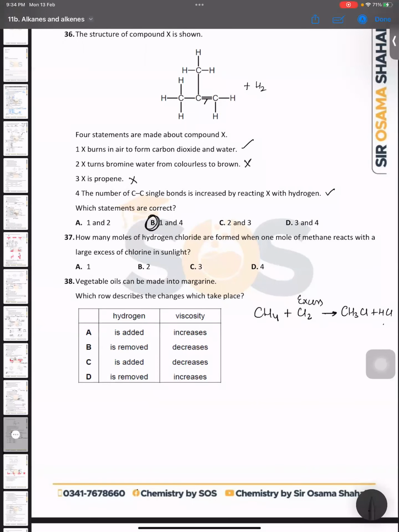So in this way, in each step HCl is going to be formed. So the 4 moles of HCl would be formed. Right. And then vegetable oils can be made into margarine.